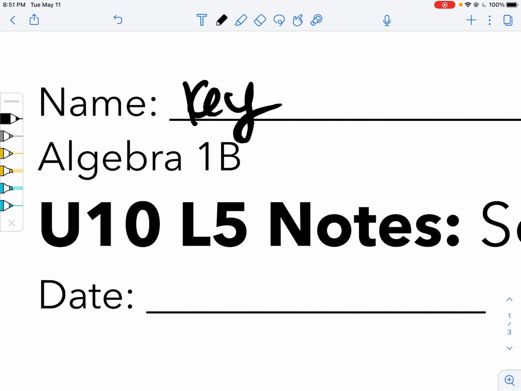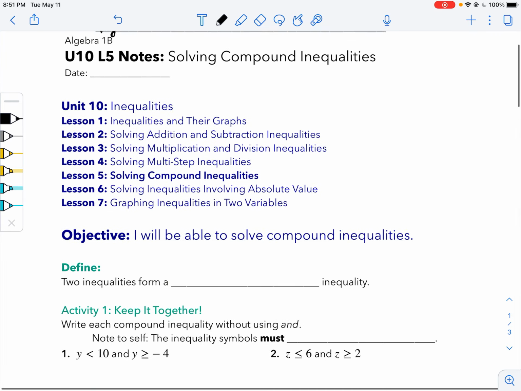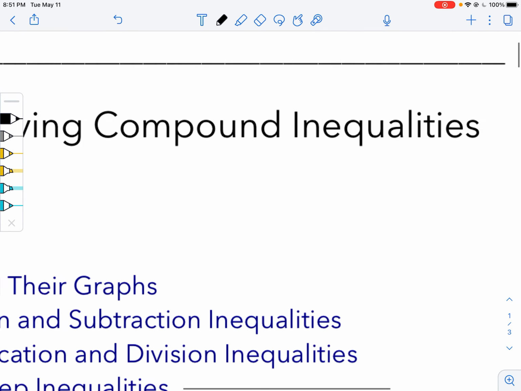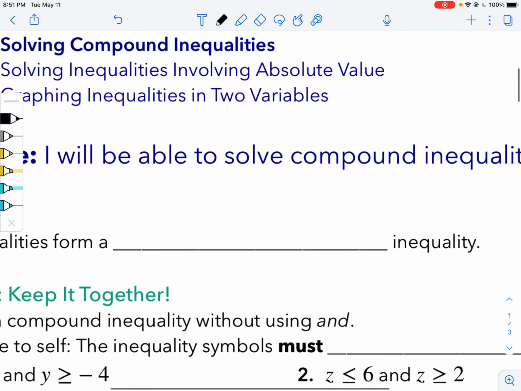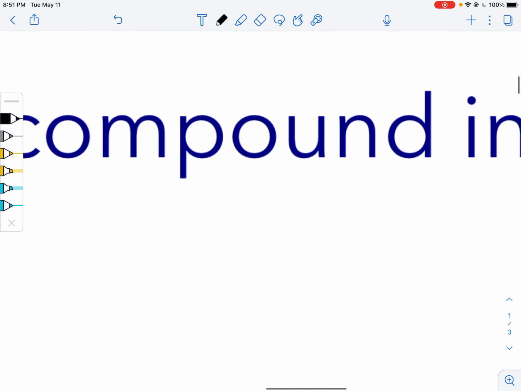Hello, welcome to your Unit 10 Lesson 5 notes on solving compound inequalities. By the end of the day, you will be able to solve compound inequalities.